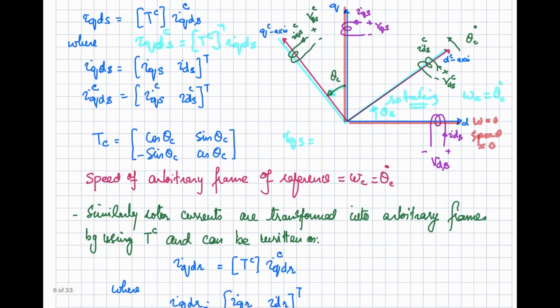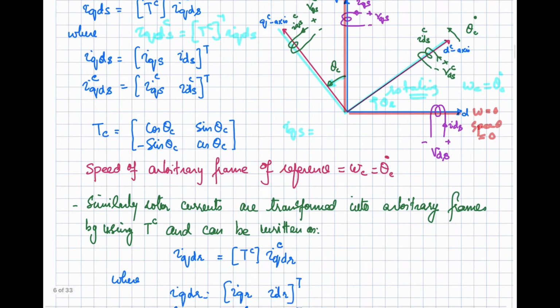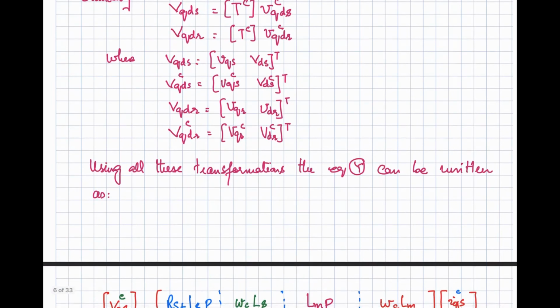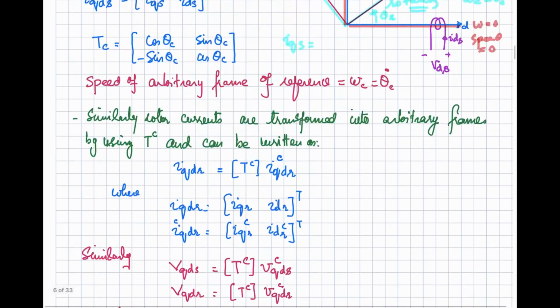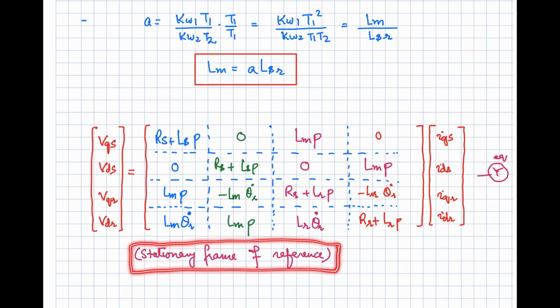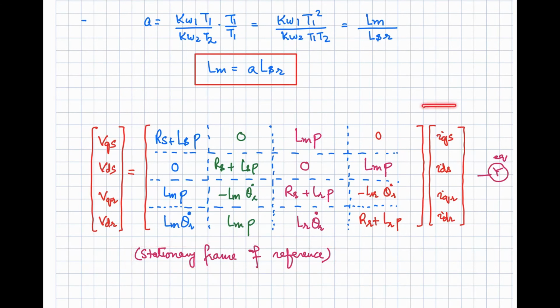And we have considered one frame as the stationary frame, this one, and the other one is the rotating frame, right? So now what we are going to do is transform our voltage equation into the rotating frame of reference. What is it? It is this one. This was the motor model in the stationary frame of reference. All the axes were fixed.